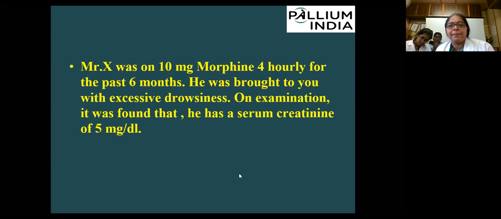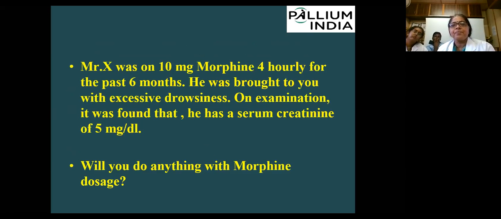Next slide, please. So now we have our Mr. X. He was on 10 milligram 4th hourly morphine for 6 months. He has suddenly come to you with excessive drowsiness. And then you examine him and you find out that he has a serum creatinine of 5 milligram per dL. Next slide, please. So what will you do with the morphine dosage? Any ideas from all of you? What would you like to do?